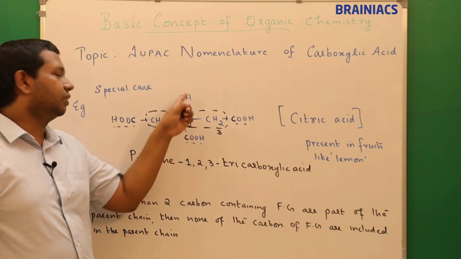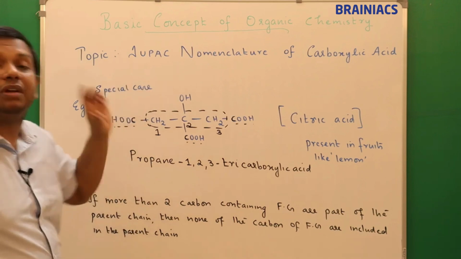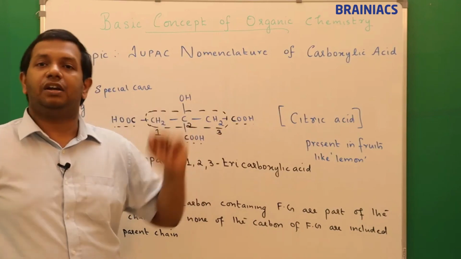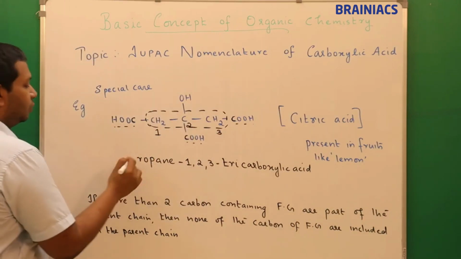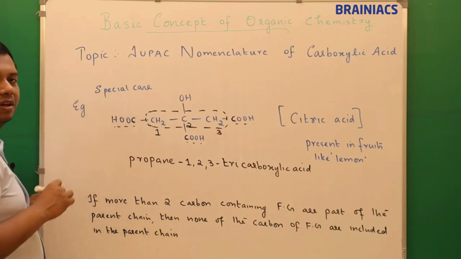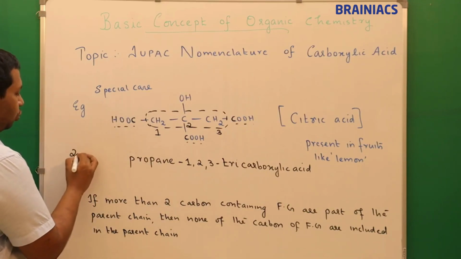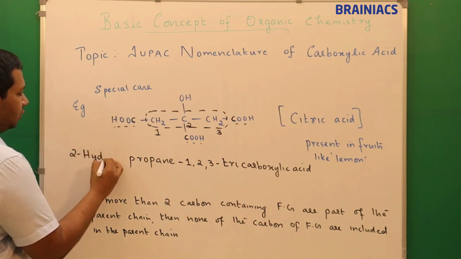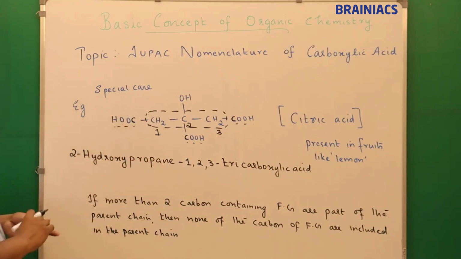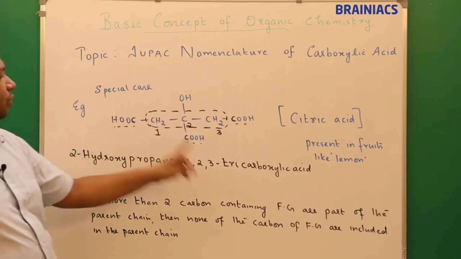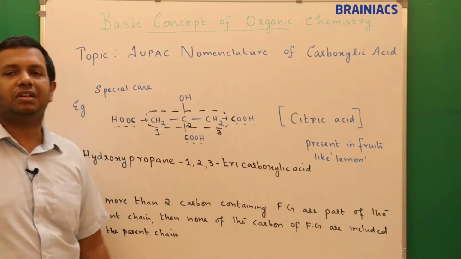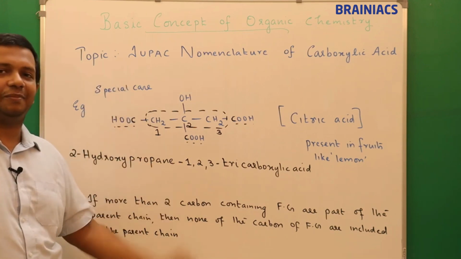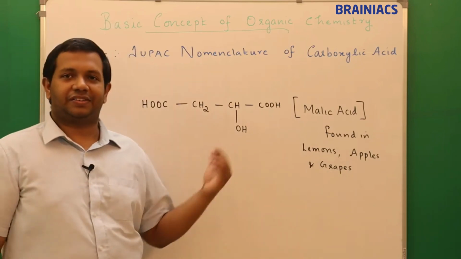No, because at the second position there is an OH group. In this case, OH group behaves like a substituent. If the OH group behaves like a substituent, its prefix is what? Hydroxy. I will write this in small letters. So what is my prefix? 2-hydroxy. So 2-hydroxypropane-1,2,3-tricarboxylic acid. This is the IUPAC name of citric acid. Please remember, very, very, very important. Okay, so we'll see the next example.